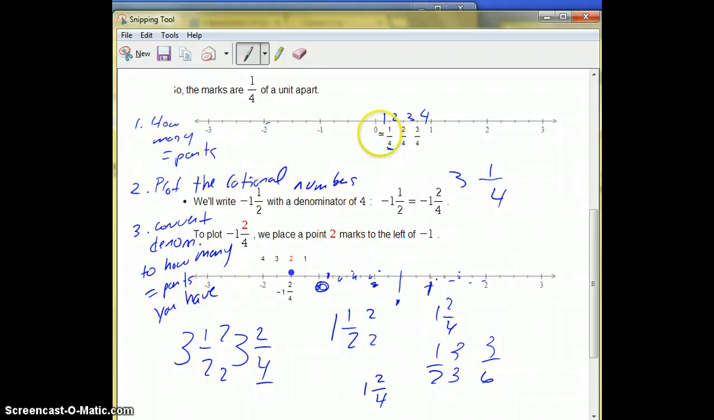Okay? So if you follow those 3 steps, every one of these problems is exactly the same. It doesn't matter if it's negative or positive. You're just first trying to find out how many parts do I have in between numbers, and then what do I need to do to convert my denominators to reflect the right number of parts. And that's how you plot it. That's it. That's all there is to it.